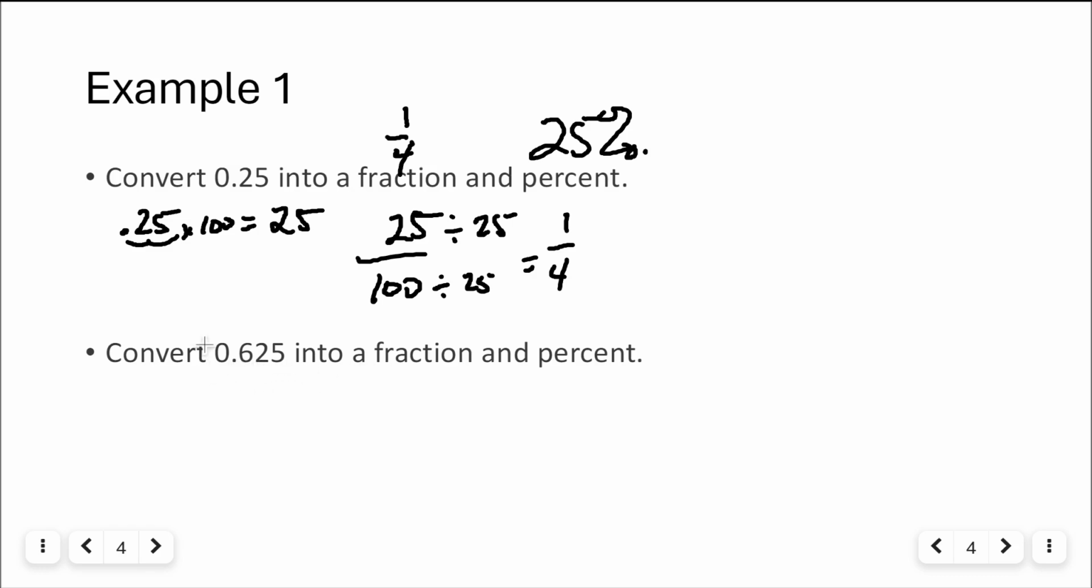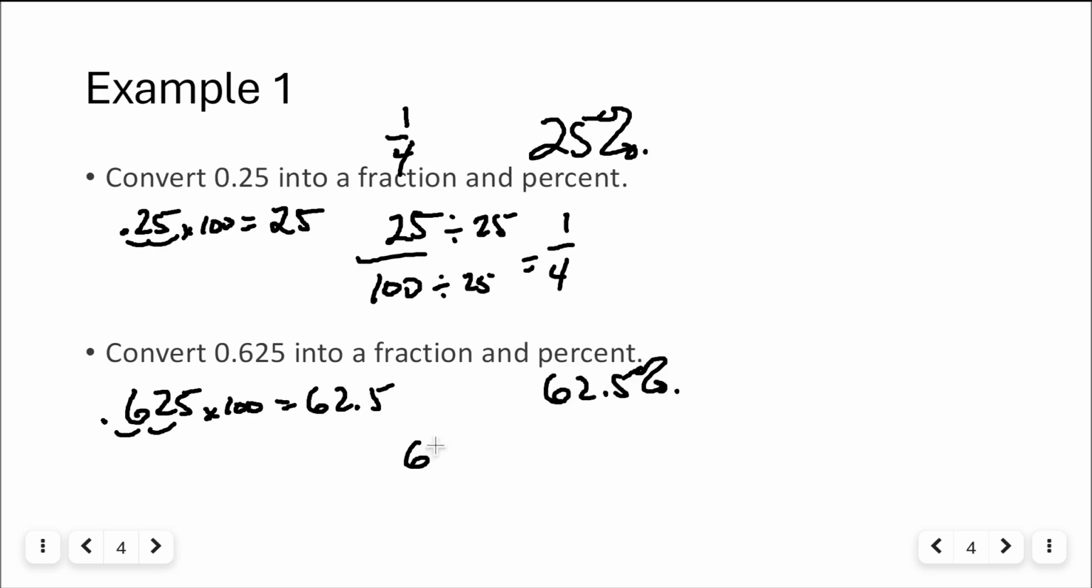Okay. 0.625 into a fraction and a percent. So take 0.625, multiply by 100, move it over 2 spots, 62.5. So that's 62.5%. And then as a fraction, that would be 62.5 over 100. Okay, so now I'm going to move this decimal place one more place over here, which means I have to add another place there. So that's 625 over 1,000.